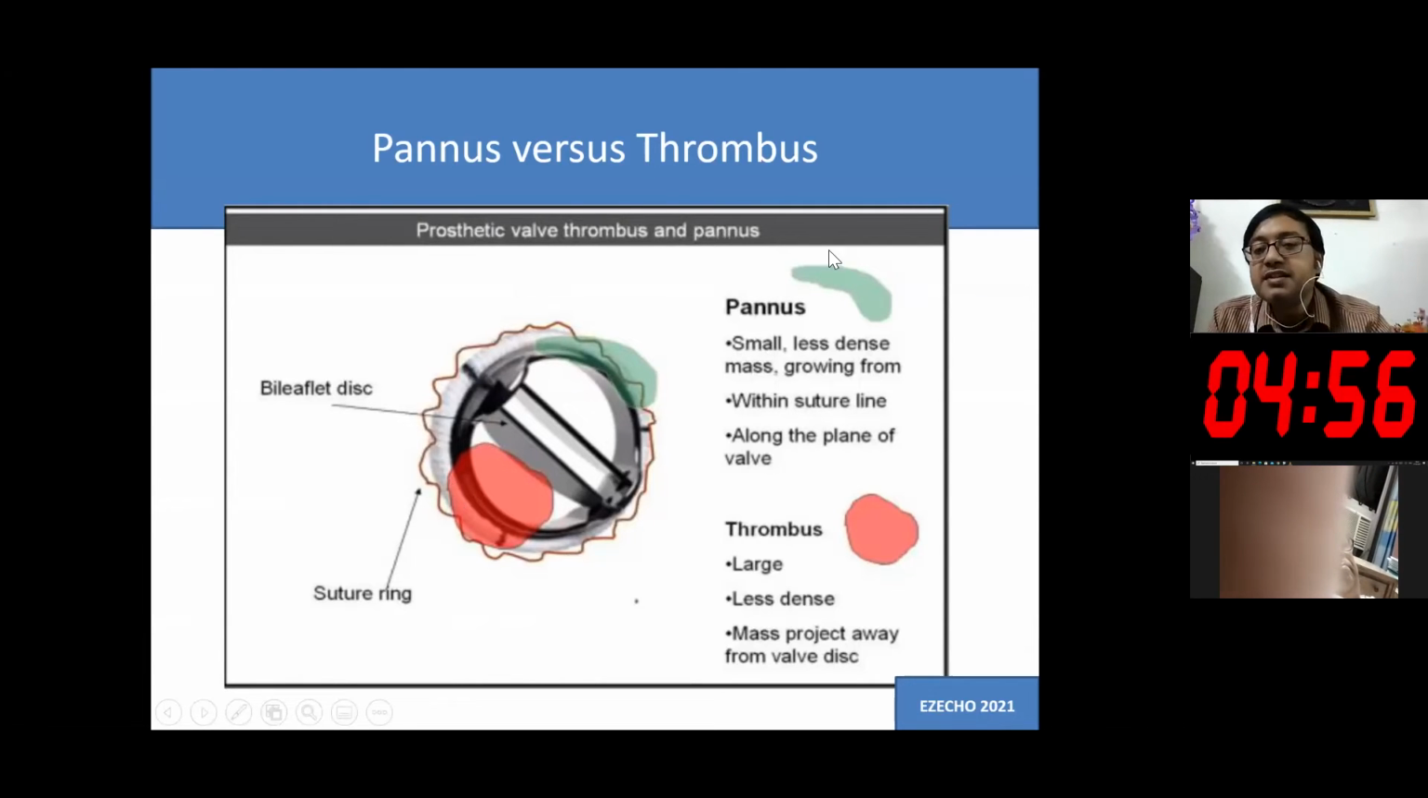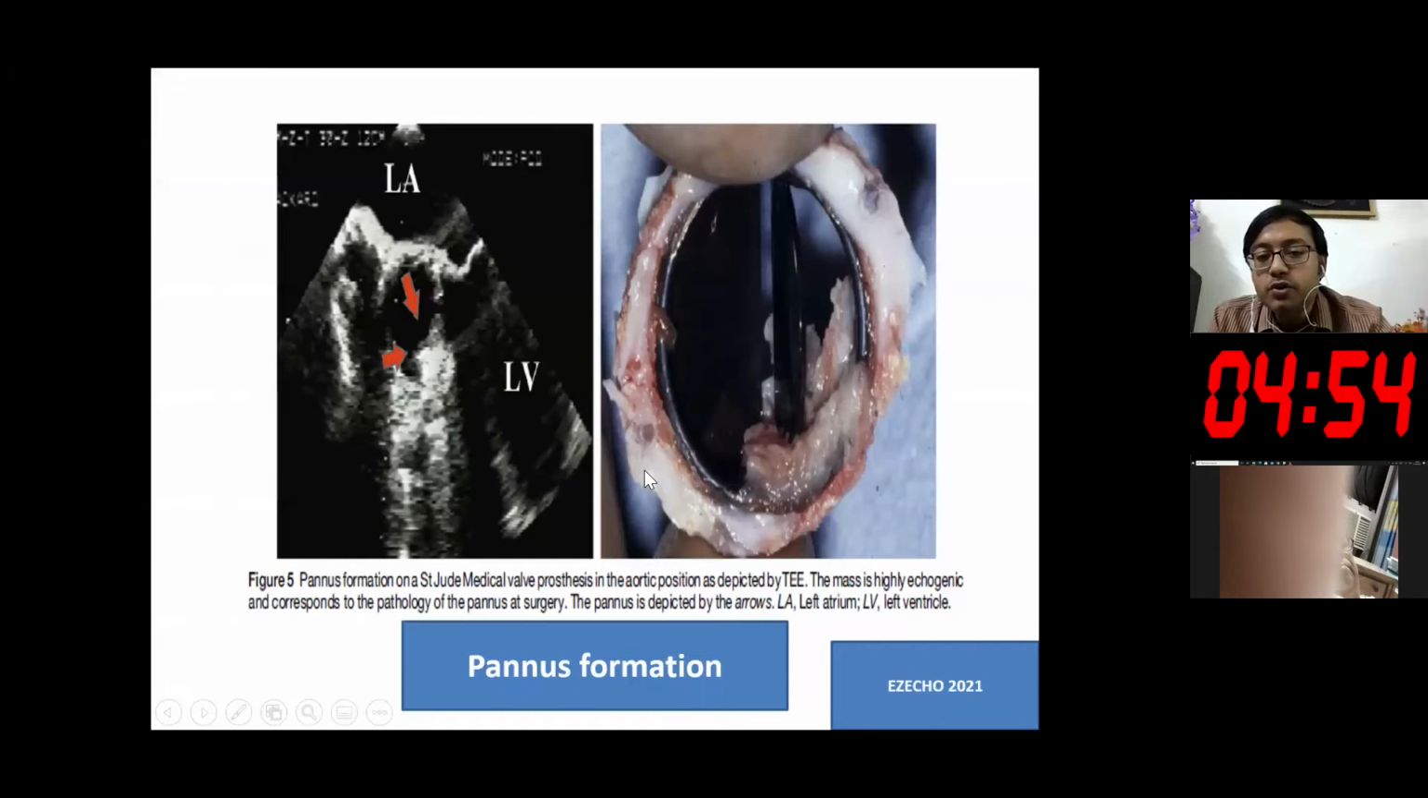It's a beautiful pannus detected on autopsy, showing how it grows along the sewing ring and along the valve leaflets. It is a highly echogenic mass, and corresponds to the pathology of pannus at surgery.